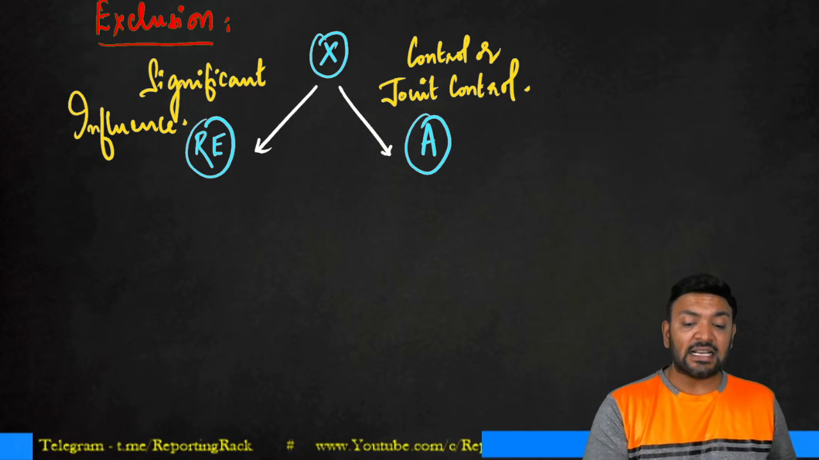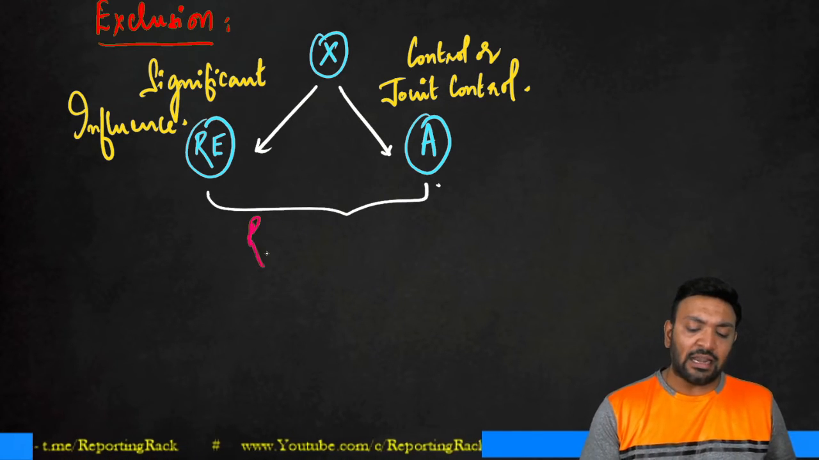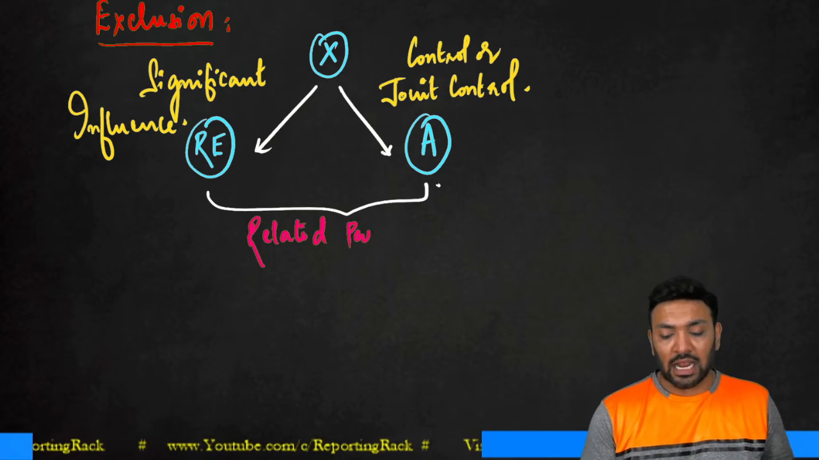Then in such cases, A and B are considered to be related party. But you said exclusion, no? I'll talk about it.